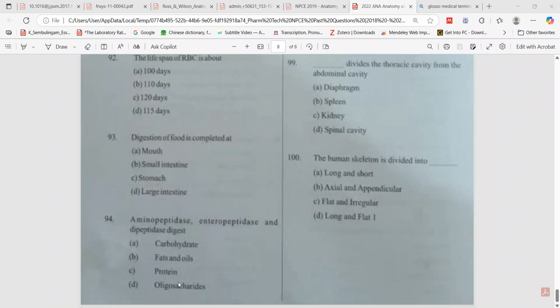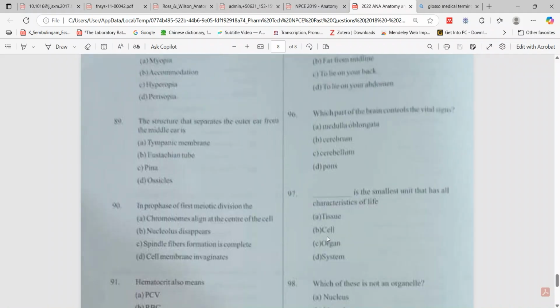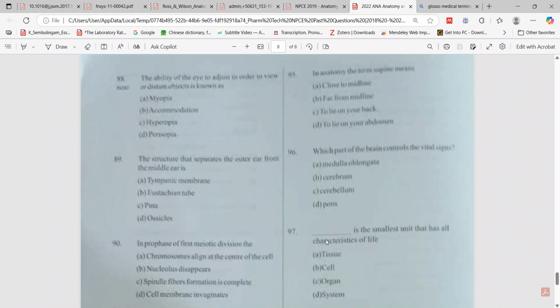94. Aminopeptidase, carboxypeptidase, and dipeptidase digest protein, because it is in protein that you have peptide bonds. 95. In anatomy, the term supine means to lie on your back.